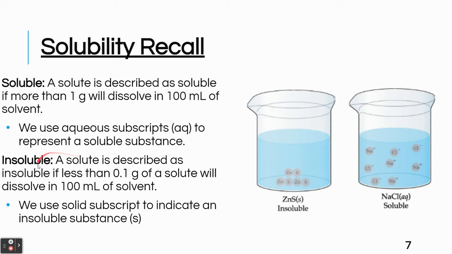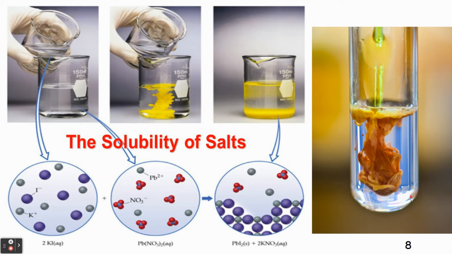Now, insoluble: if less than 0.1 grams of the solute will dissolve in 100 mL of the solvent, we say it's insoluble. And so you can see here the zinc and the sulfide ions are not separated. They stay together because the attraction between them is so strong. They stick together and water can't separate them. So this is insoluble. And when something is insoluble, we put a little (s) next to it to say that it remains a solid, as opposed to being dissolved like we would put here for aqueous.